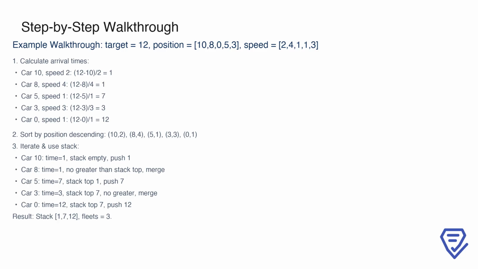The arrival times are 1, 1, 7, 3, and 12. We sort cars by position, so we process those closest to the target first. We iterate, pushing a car's arrival time onto the stack if it's greater than the fleet at the top. If a car's time is less, it merges into the fleet ahead. The stack ends up as 1, 7, 12, yielding 3 distinct fleets.